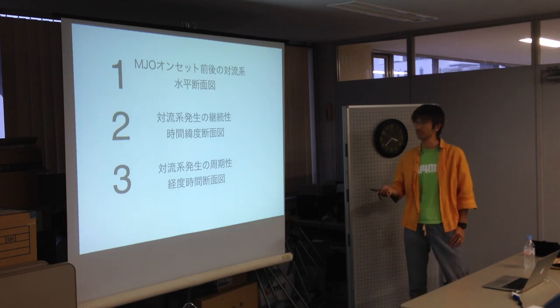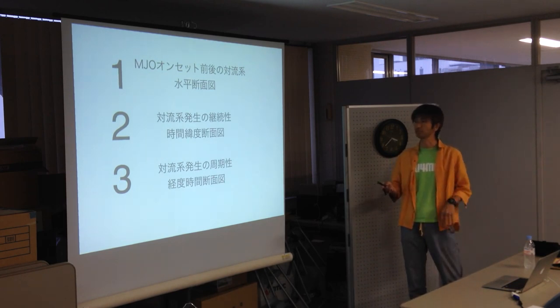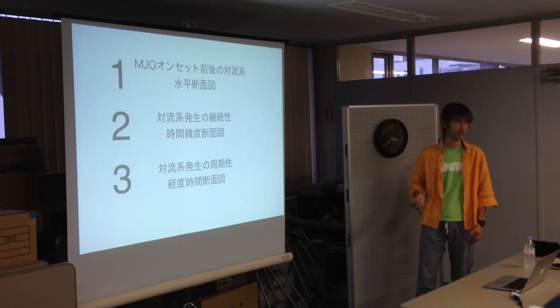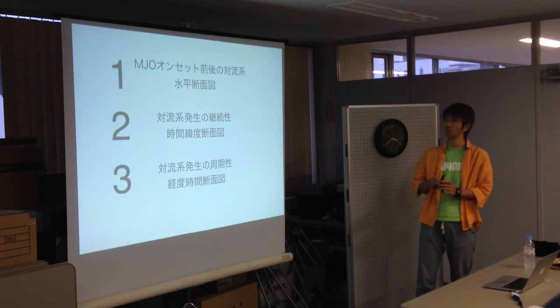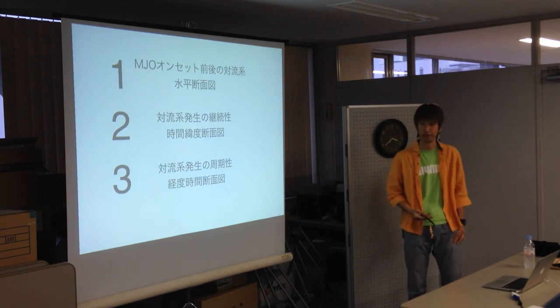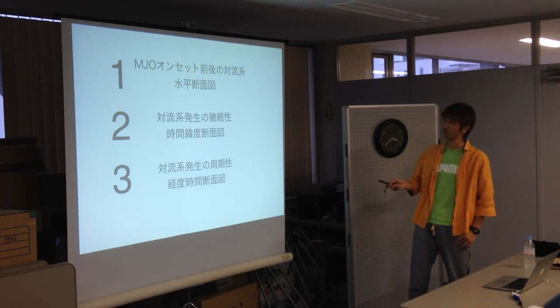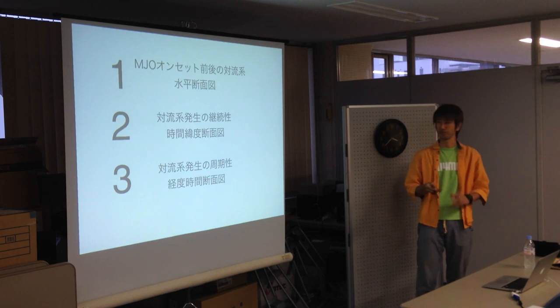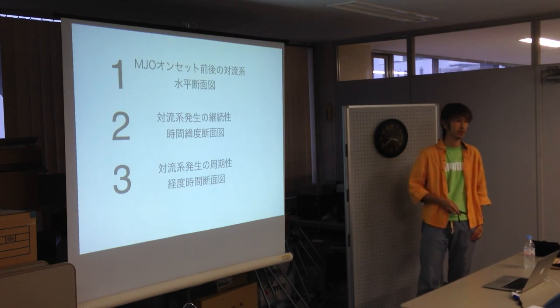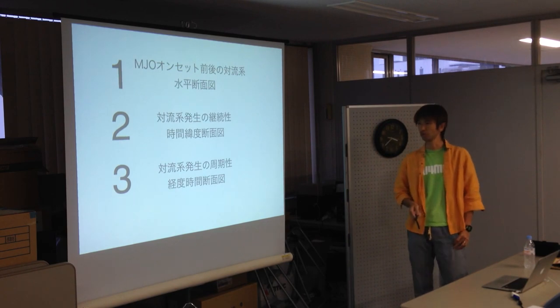So the second concern is the convective systems continuously generated over the Indian Ocean. So how did they generate repeatedly and continuously? So I will see some parameters of time ratio cross sections.